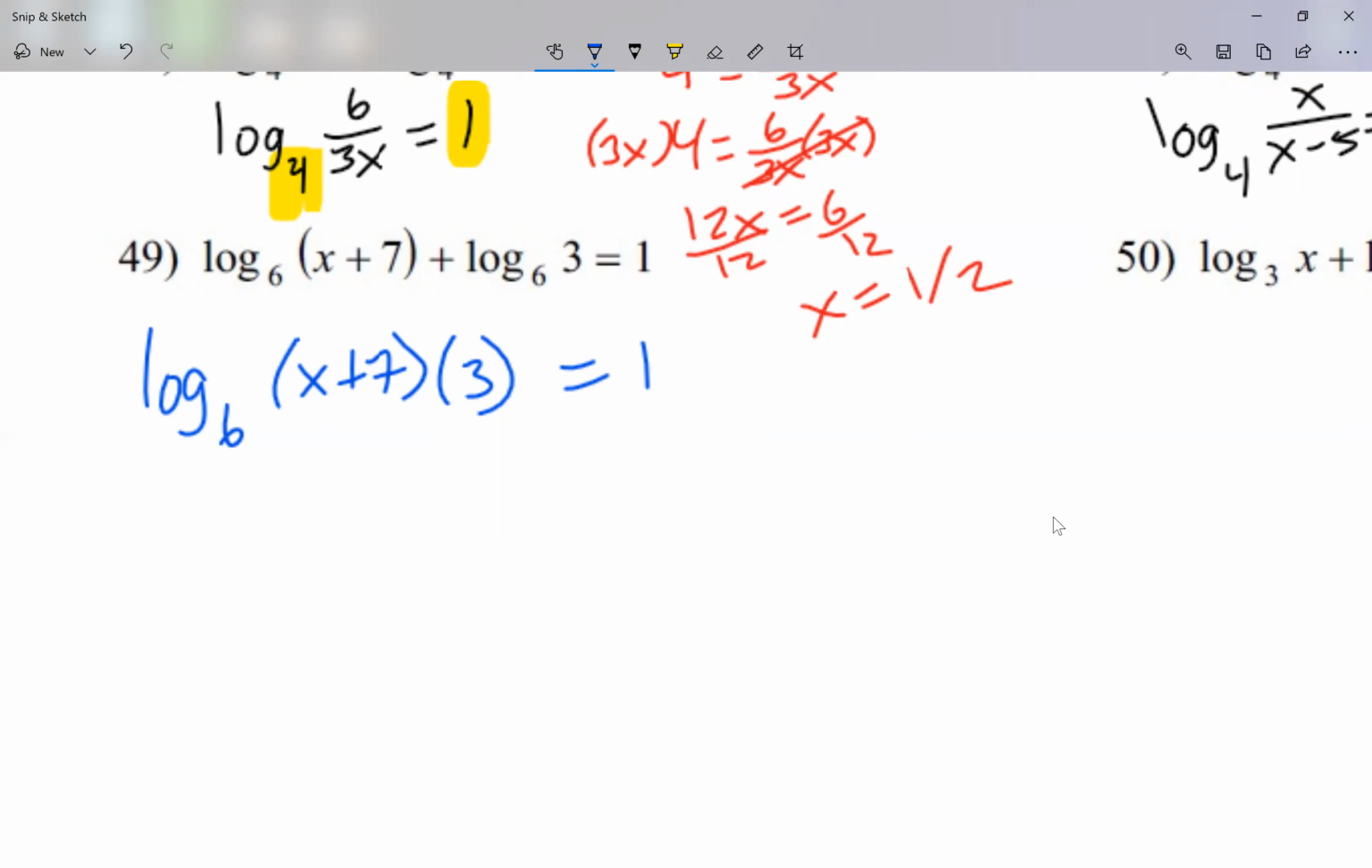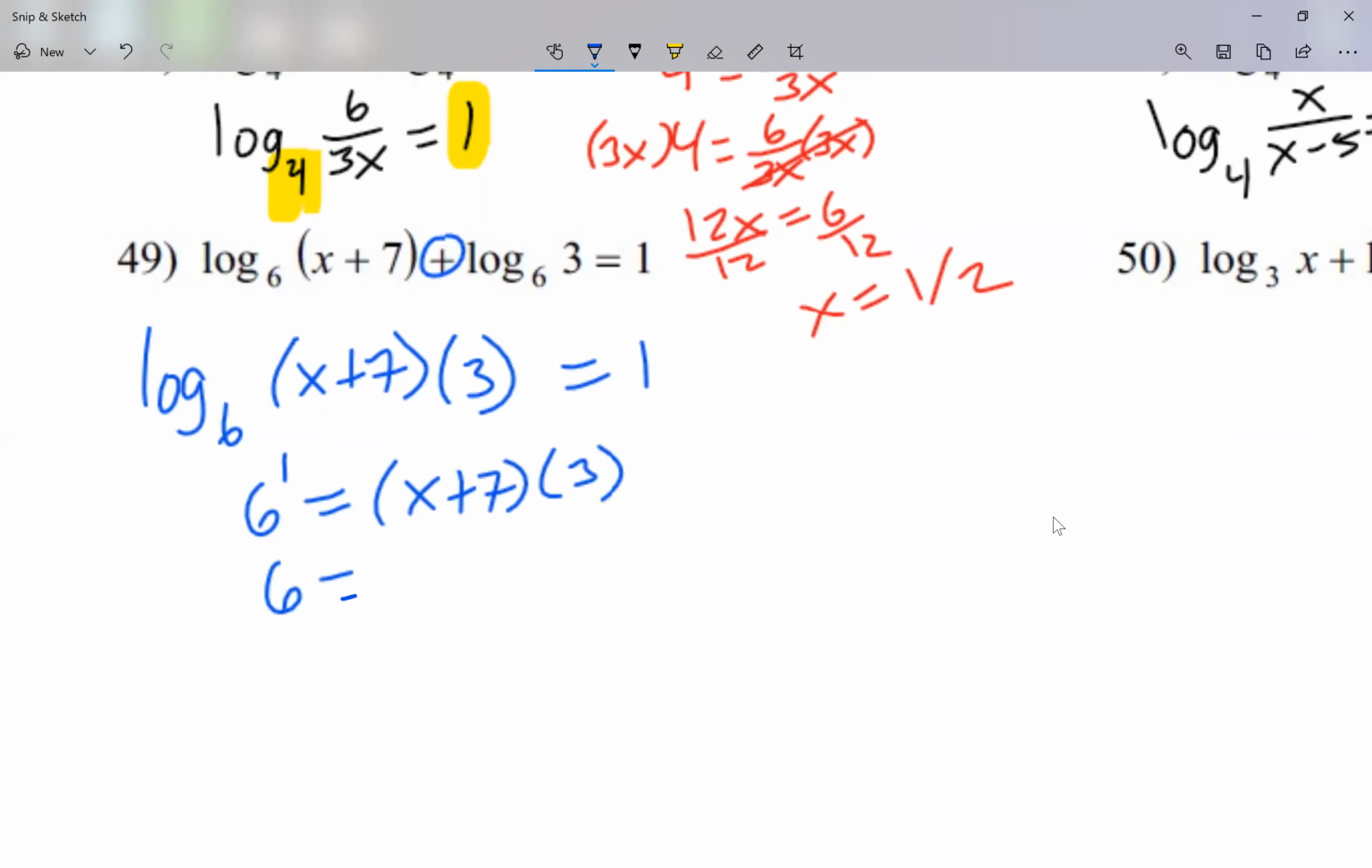All right, I don't do minus or division this time. I do times because of this plus sign. Okay, so I have 6 to the 1 is equal to x plus 7 times 3. The rest is just algebra, right? 6 to the 1 is not 6. Let me distribute the 3. So I got 3x plus 21.